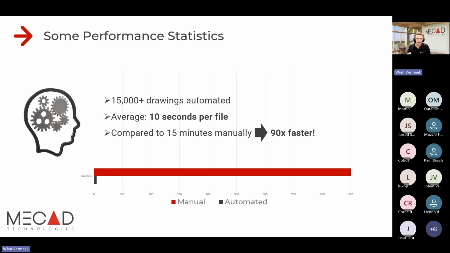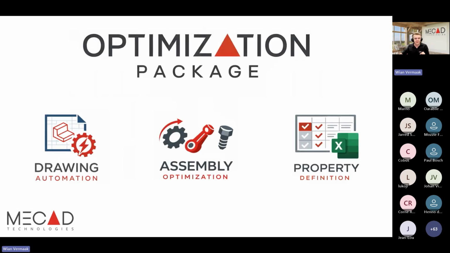Compared to that lowball number of 15 minutes manually, it's 90 times faster than a human can do it. Yes, there's a little bit of manual work that you just have to go and double check, move a few dimensions around, add a note or two. It's 90 times faster. It's incredible. I really couldn't believe the stats when I saw it the first time, but it's real. Numbers don't lie. So we're very proud of this tool.